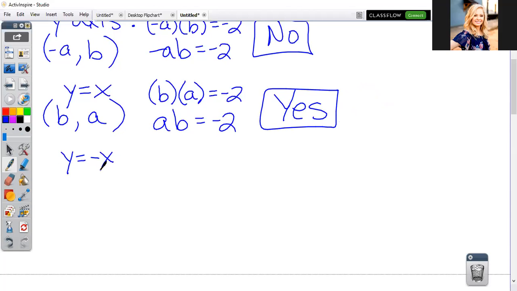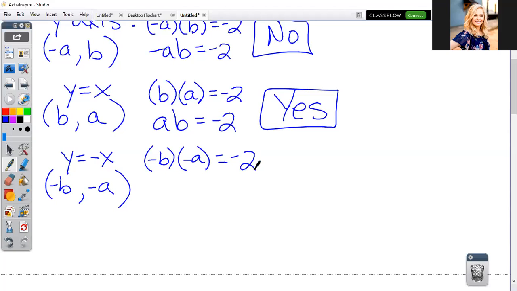y equals -x. Flip them and then change the sign. Very good. So -b, -a. They're still flipped, but you changed it so they're both negative this time. So I'm going to plug in for x, -b. y is -a equals -2. And you simplify. Why is a negative? Because you make them both negative. You flip them and change both their signs. So what is -b times -a? ba, which you can write as ab. So is it symmetric to that line? Yes.